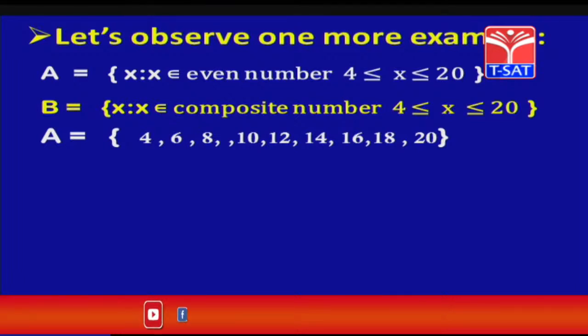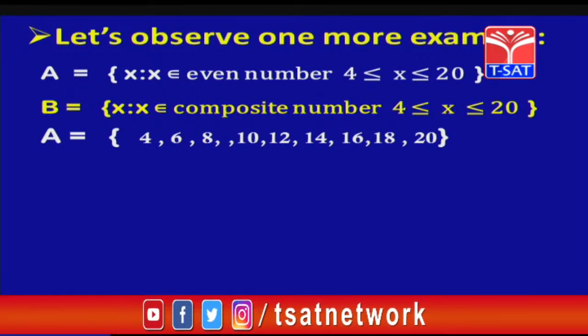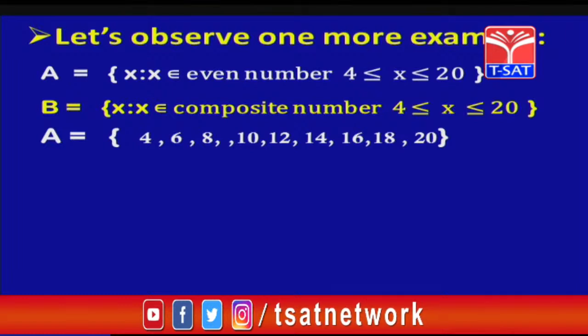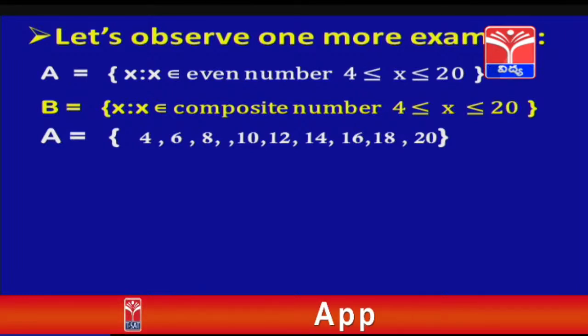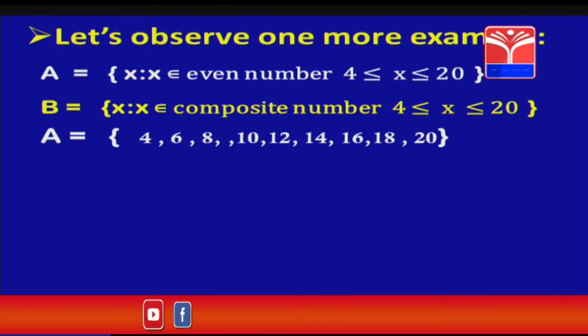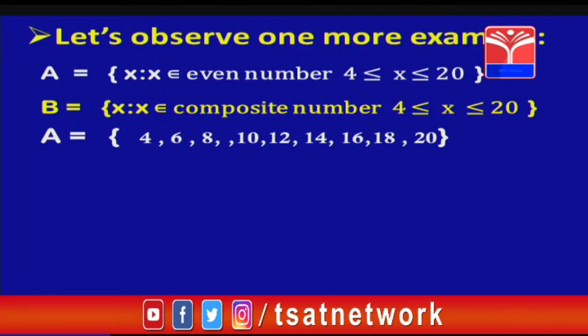A is {X such that X is an even number}, where the even number lies between 4 and 20. That means 4 ≤ X ≤ 20. That means you have to take 4. These conditions are very important while converting a set from set builder form to roster form. Similarly, take set B, {X such that X is a composite number}, 4 ≤ X ≤ 20, again.